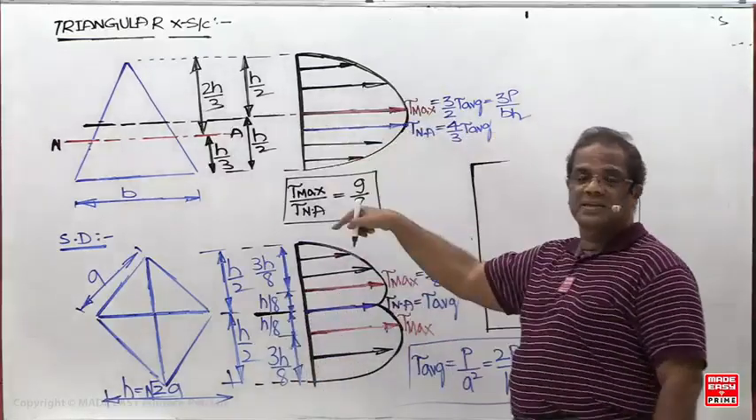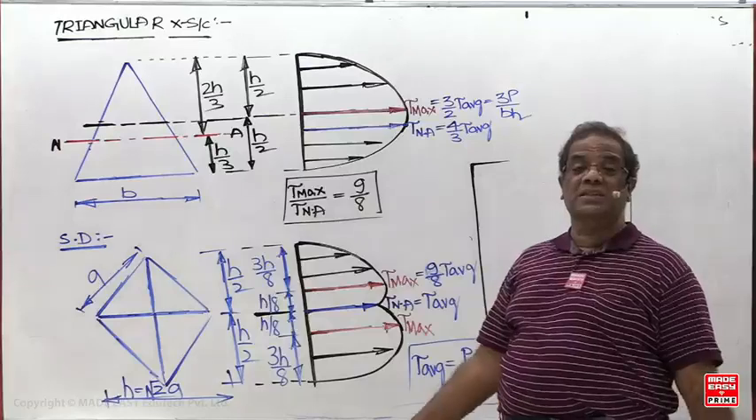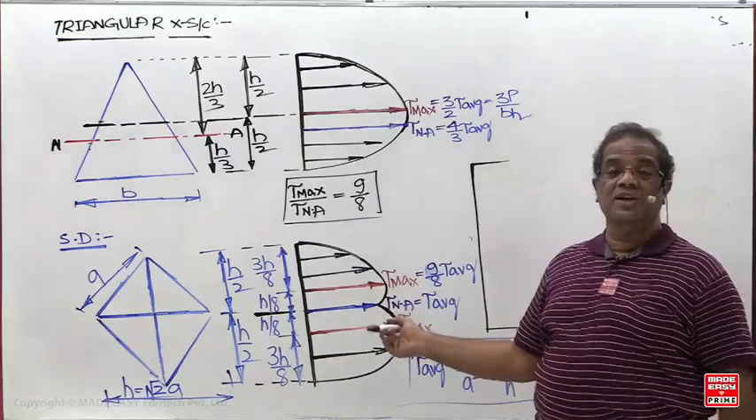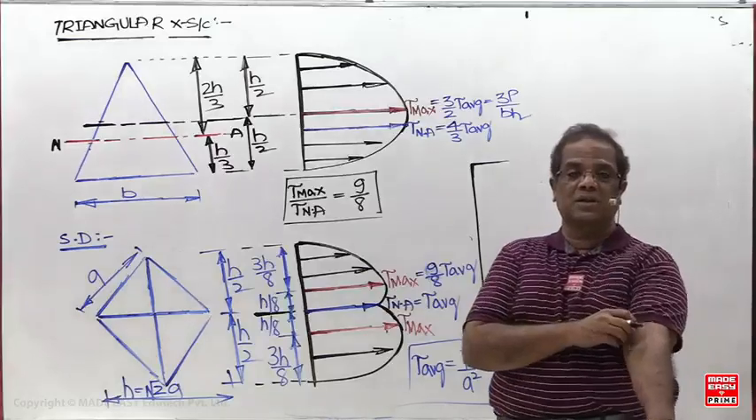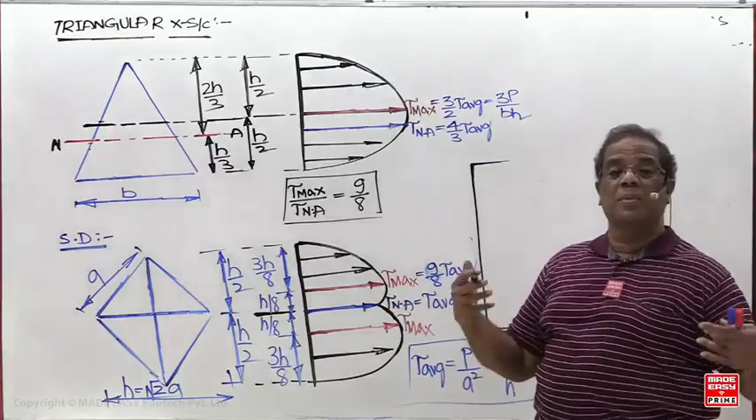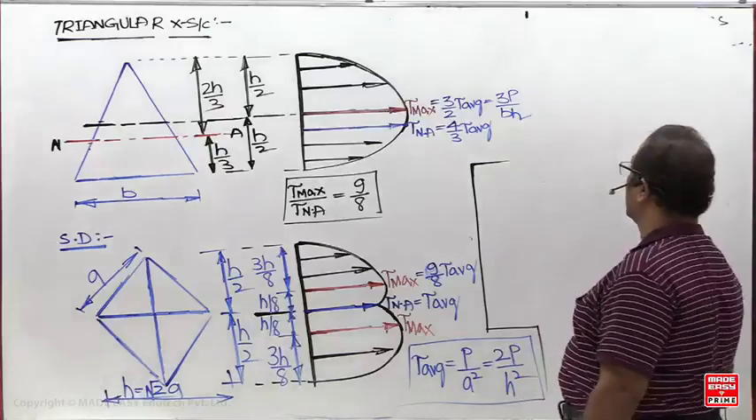But what about the bending stress? For all the cases, you are going to get two similar triangles. But what about the shear stress variations? That's why what I have written: the shape of the shear stress variation may vary from cross section to cross section. What about the bending stress? Whatever may be the shape of the cross section, bending stress variation consists of two similar triangles.